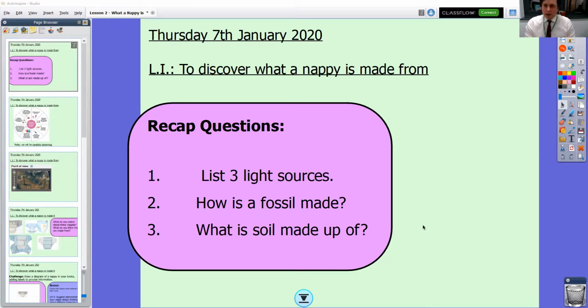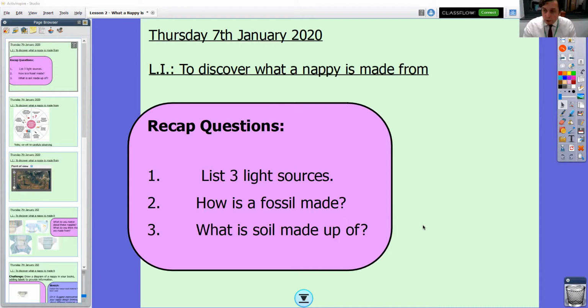Now, today's lesson is going to be very much thinking back to a lot of the stuff that you were doing in Year 1, and that's linking to different materials and why they are used. And in our lesson today, we're going to be thinking about your knowledge of materials, extending that a little bit further, and exploring why different materials are used for different products. And the product we're going to be looking at, as we said in our learning intention, is a nappy.